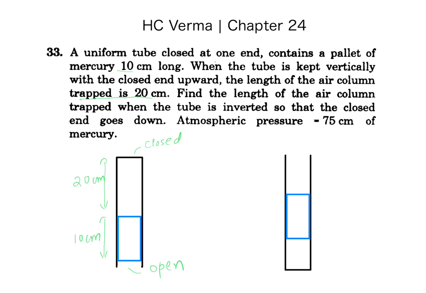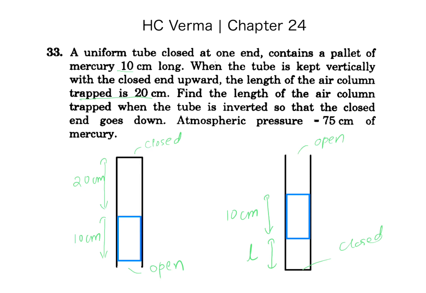Now the question is asking, find the length of the air column trapped when the tube is inverted so that the closed end goes down. So finally we have this new situation. The open end is upwards, closed end is at the bottom. Now this is your open end and this is your closed end. The length of mercury column will not change. It will be only 10 centimeter. But the length of the air column will change now. It will be L. So in the final situation, the length of the air column is L. Okay, so we have to find this value of L.